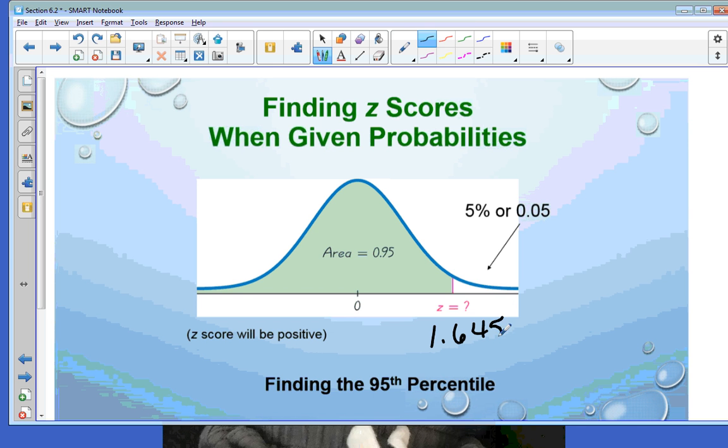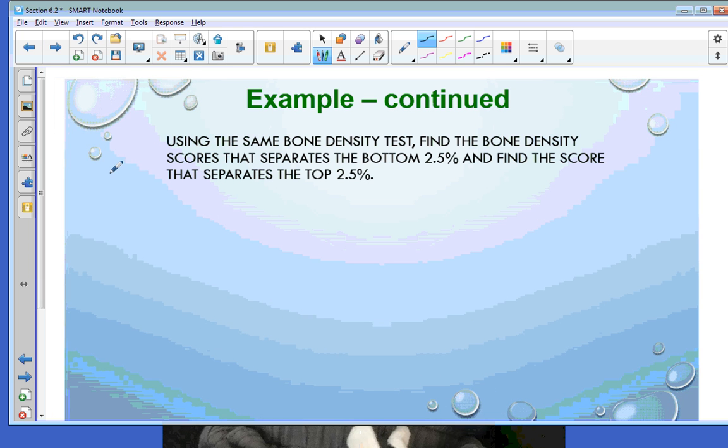And that's a special case when it lands exactly in the middle. If it wasn't exactly in the middle, you would just pick the one that is the closest. So here we're going to use that same bone density test, and we're going to find the bone density scores that separate the bottom 2.5% and the top 2.5%.